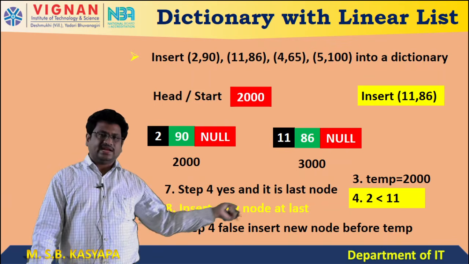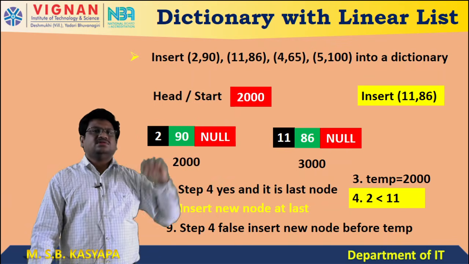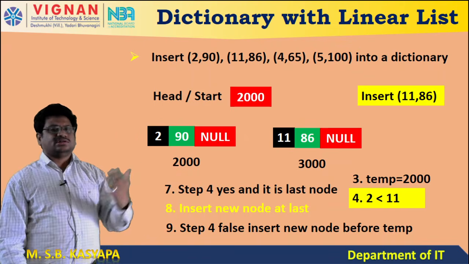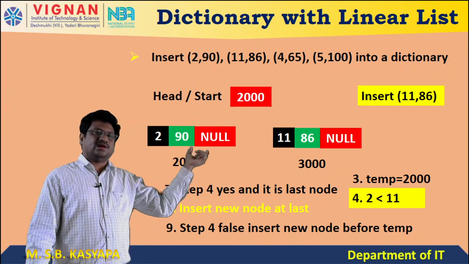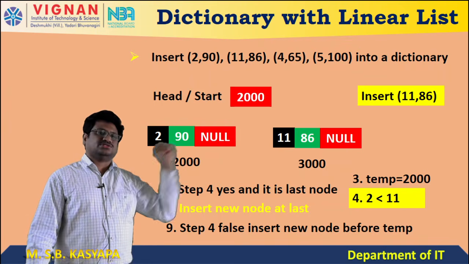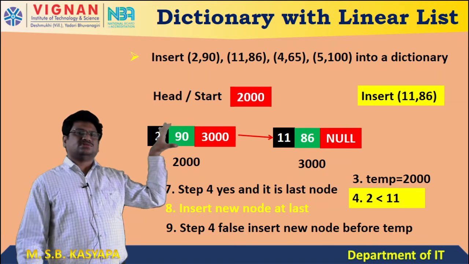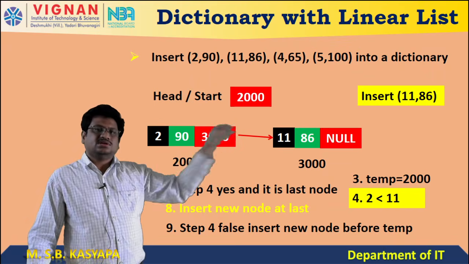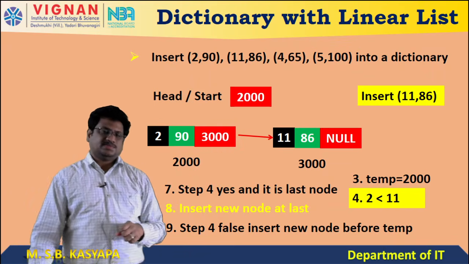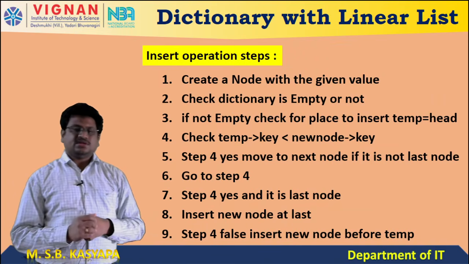So I find the last element and I didn't find a greater value than the desired key. Then I automatically insert the value after the last node. Now this 90 is representing the 3000, the new key is 1186. Like this I will insert the values in a dictionary through a linked list.